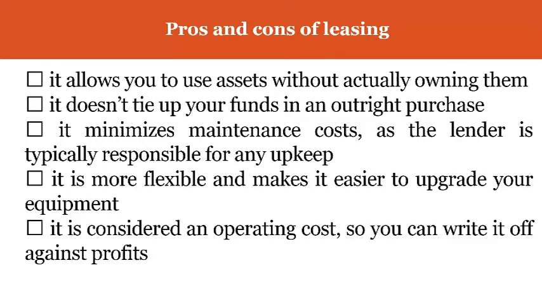Then it minimizes maintenance costs. The lender is typically responsible for any upkeep. Unlike with outright purchase, where you are the one who will shoulder the cost of maintenance. And then it is more flexible and makes it easier to upgrade your equipment. Then it is considered an operating cost, so you can write it off against profits.